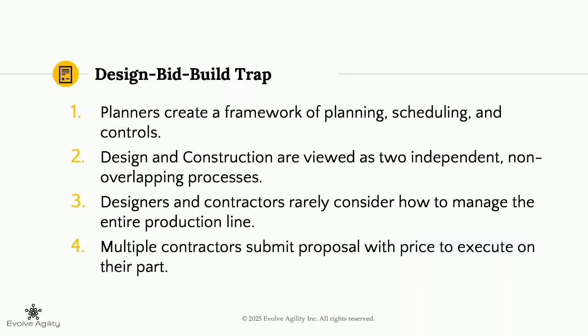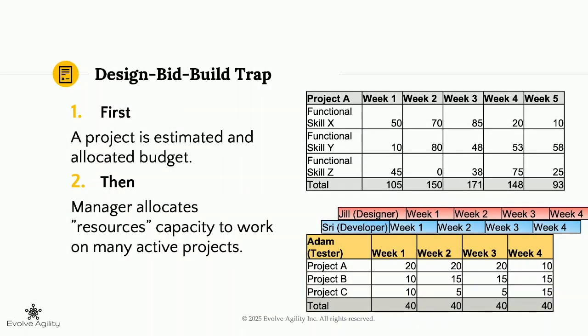What this looks like in project organizations is first, a project is estimated based on the requirement from the functional skills. You'll say, we need this skill for this many hours, and then it will be distributed to people where you'll say, Adam, you're going to work 20 hours on project A, 10 on project B, and 10 on project C. That's what your work looks like.